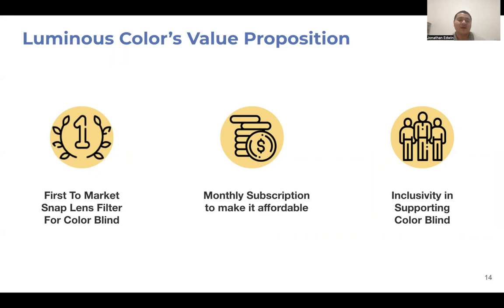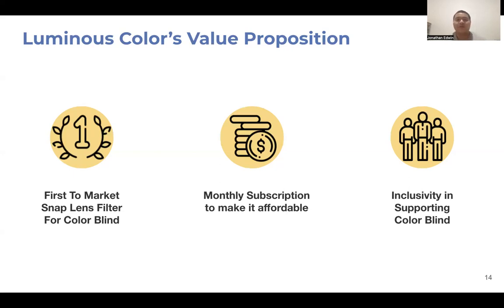I find it unique because of its value proposition. The first one is that this filter is the first to the market for colorblind people. If you try to find it in Snapchat, you will not find this kind of lens, because the lenses that exist now are just colorblind simulation filters. They let regular people see how colorblind people see, but they are not meant for colorblind people to get a better result. So yes, we are the first in the market now.